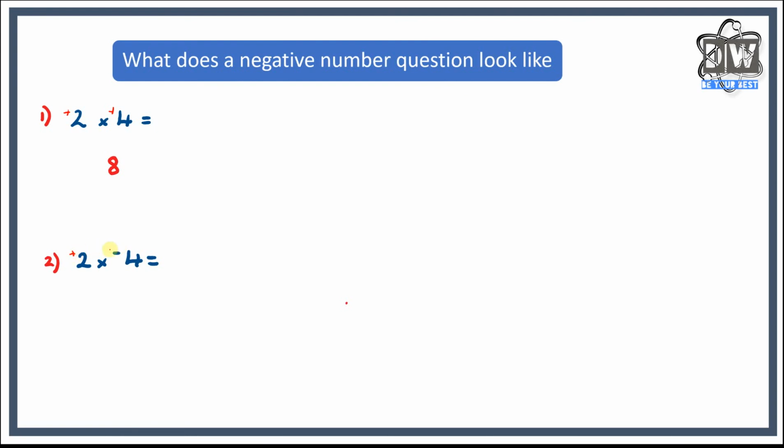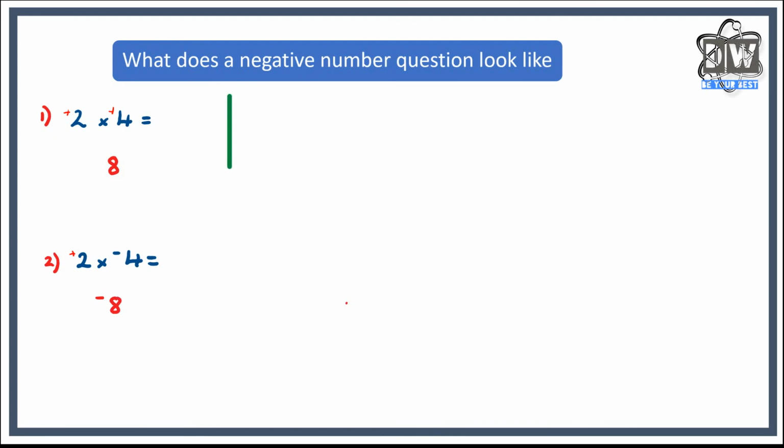If the symbols are the same, we keep this as a positive. If the symbols are different, we have a negative answer. So are the symbols the same or are they different? Well, they're different, aren't they? So we should know that we're going to have a negative answer. Now, what's 2 times 4? It's 8, isn't it? So we write minus 8.